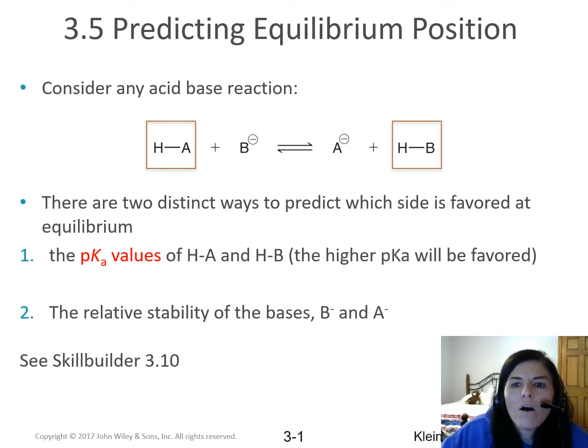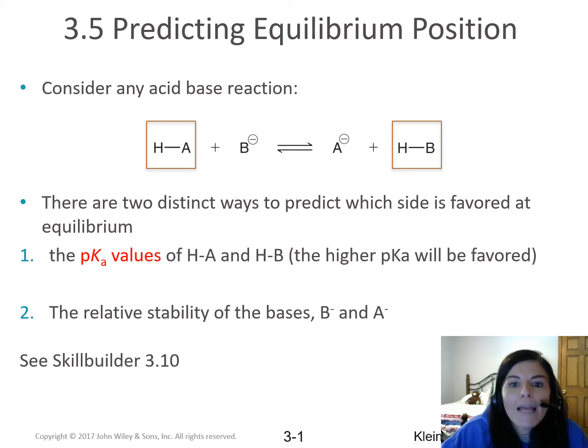Now, we need to know what the pKa values of our acid, in this case HA, and our conjugate acid are in order to actually be able to describe and make a determination on equilibrium based on pKa values. We don't always know that, okay? So what's our second way? Our second way is to do it qualitatively.